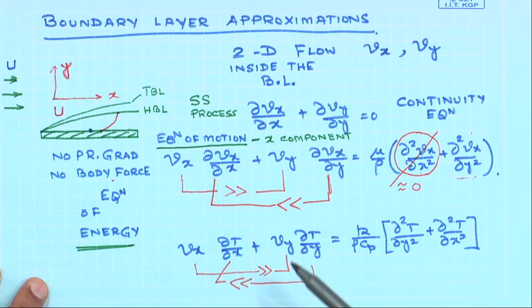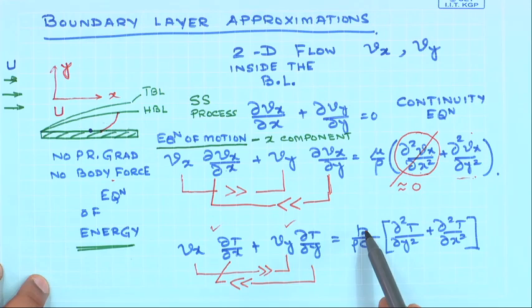which leads to the conclusion, like in the equation of motion, that none of the terms on the left hand side of the energy equation can be neglected, can be made equal to 0. So both terms will remain in the energy equation. Now we come to the right hand side. As before, the appearance of k, the significance of these two terms are the diffusive transport of energy in the y and in the x direction, or these are the conductive transport of energy in the x and in the y direction.